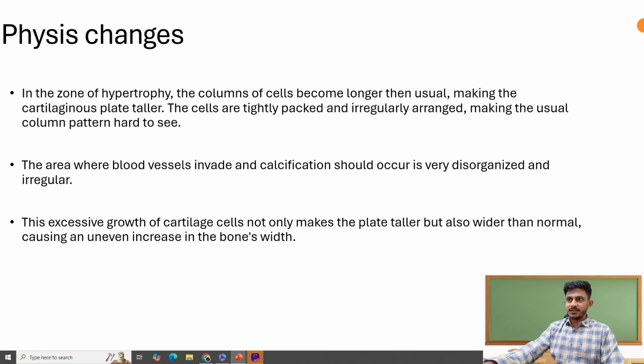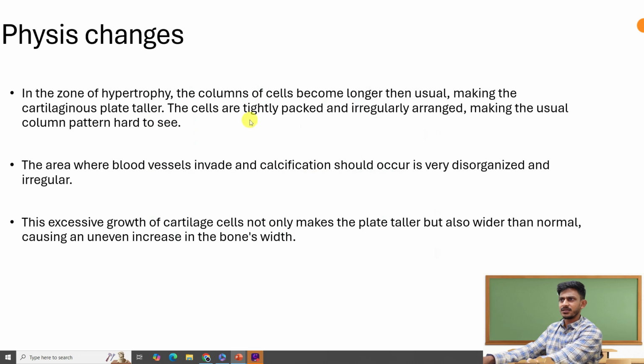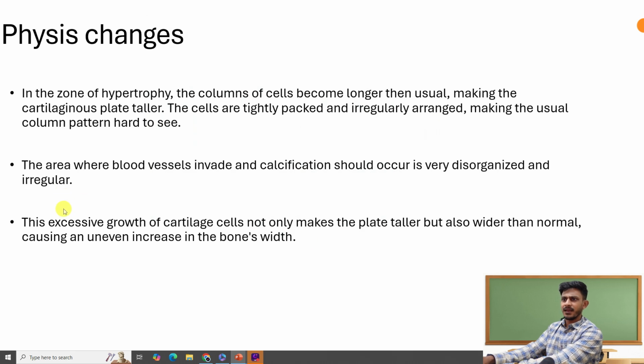So normally the cells are arranged in nice columns. You can say, yeah, the cells are arranged in nice columns. Whereas in rickets, what happens is the cells are tightly packed and irregularly arranged. There's no column pattern. Like you see, this is a nice column pattern. There's no column pattern here. It's haphazardly arranged. And the area where the blood vessels invade and calcification should occur is very disorganized.